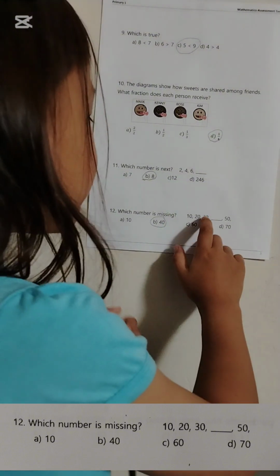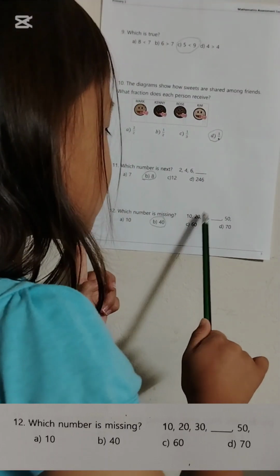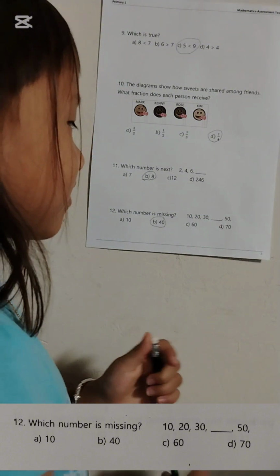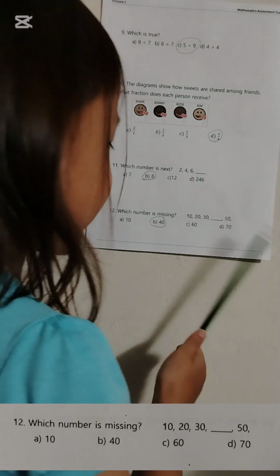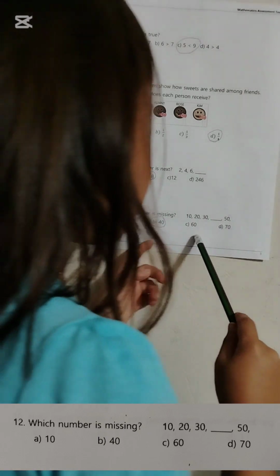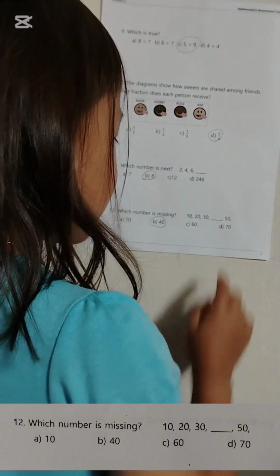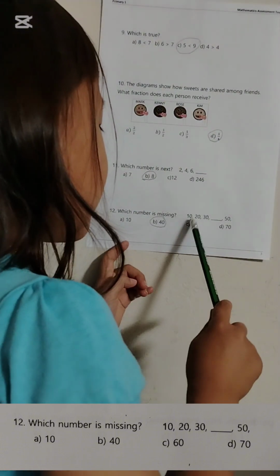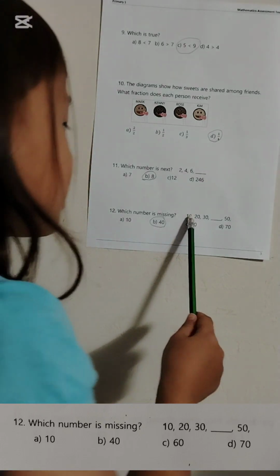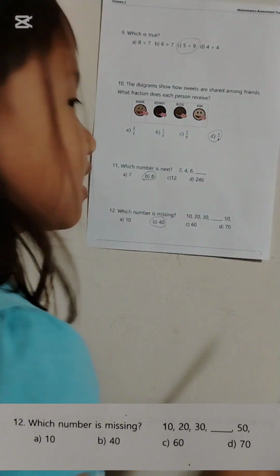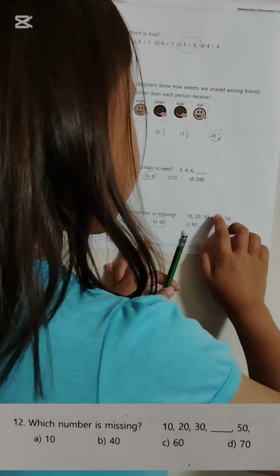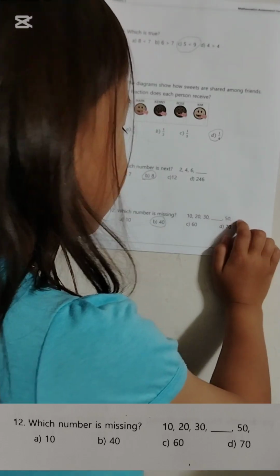So if we put the number right here, like 10, 20, 30, 10, and 50, we have 2 tens here and here. That's not correct. And C is 60. If we put 60 right here, that's not correct too. If we count it like this, 10, 20, 30, 60, and 50. But if we have 40 and 50 right here and put 60 right here, that's correct.